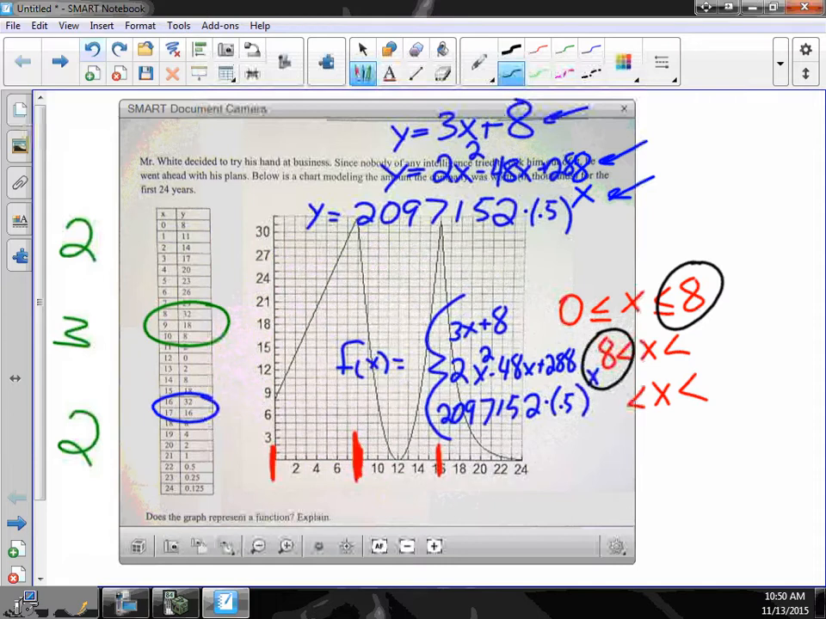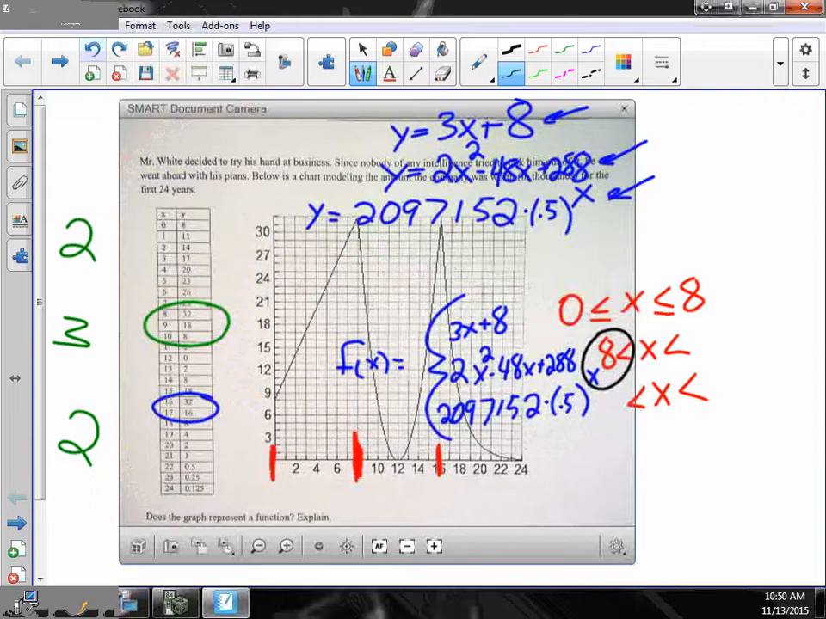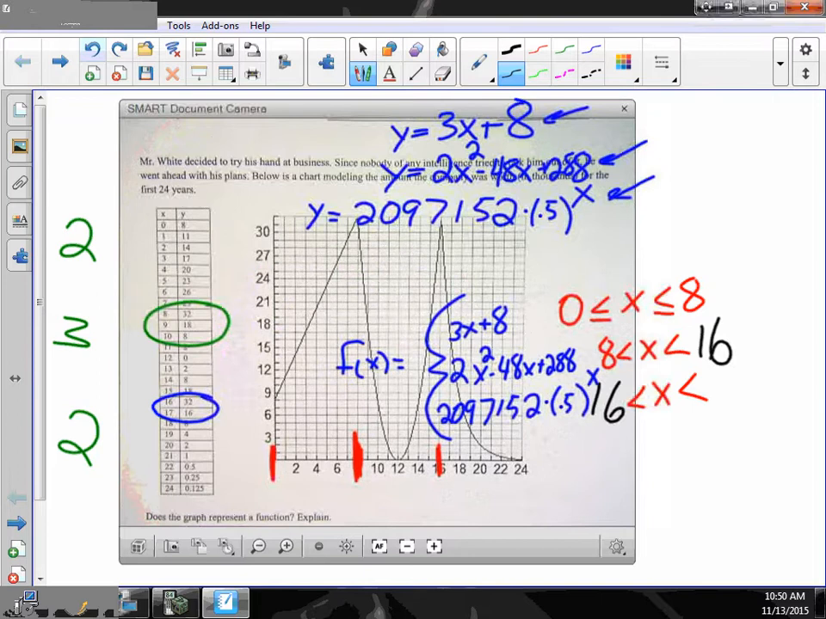So then, when does the quadratic function stop? At 16. And 16 is also where the exponential begins, but does 16 belong to the quadratic or the exponential? Either one. We don't know. It doesn't matter. So one of them has to have an equal to, but it doesn't matter which one you give it to. So we could put it there. And then how long does the exponential last? Well, the table of values stops at 24, but it's probably going to go forever onto infinity.